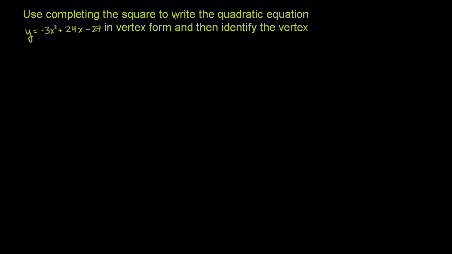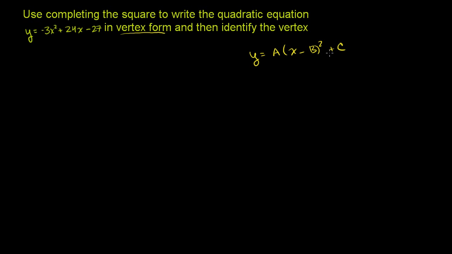Use completing the square to write the quadratic equation y is equal to negative 3x squared plus 24x minus 27 in vertex form, and then identify the vertex. So we'll see what vertex form is, but we essentially complete the square and we algebraically manipulate it so it's in the form y is equal to a times (x minus b) squared plus c. We want to get the equation into this form right here. This is vertex form.